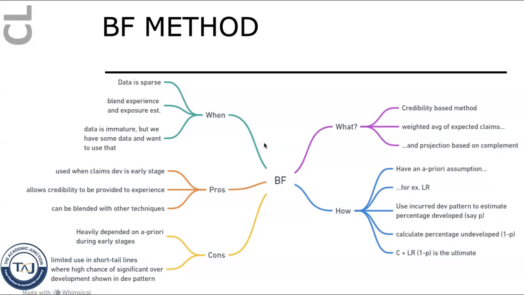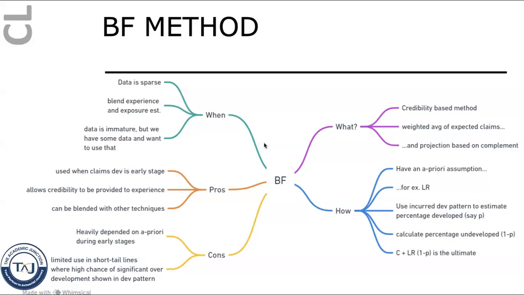Okay. So now you have your a priori estimates. What do you do? So first we will calculate the development factors like we do for the chain ladder method. Based on these development factors, for each cohort we will have the ultimates, the ultimate claims.